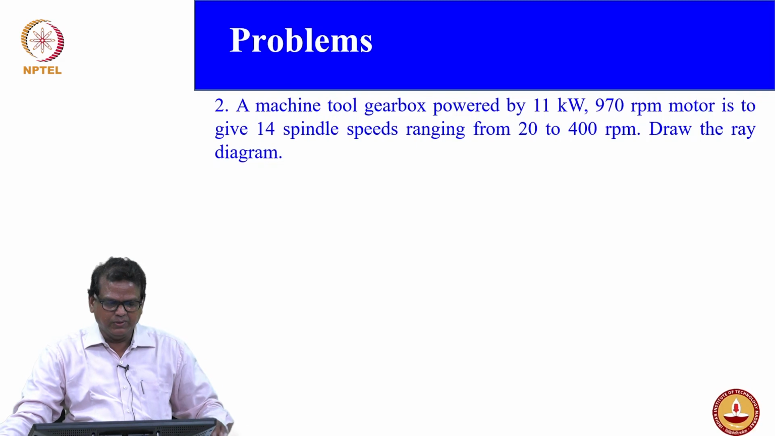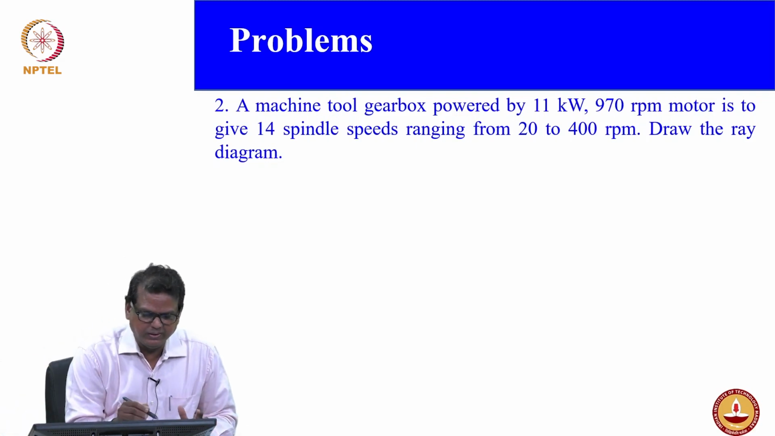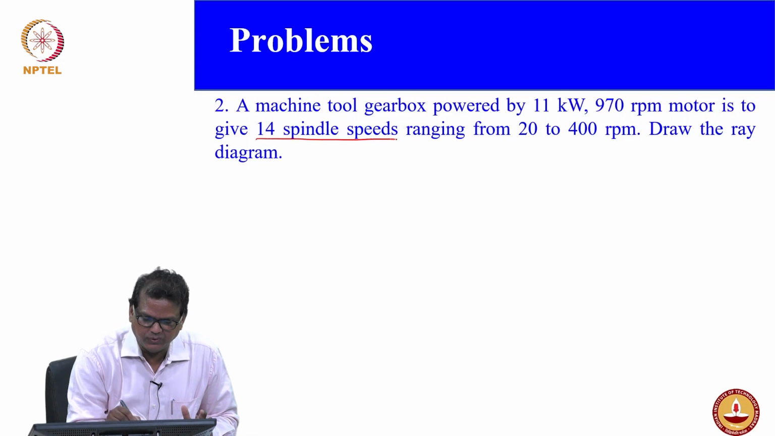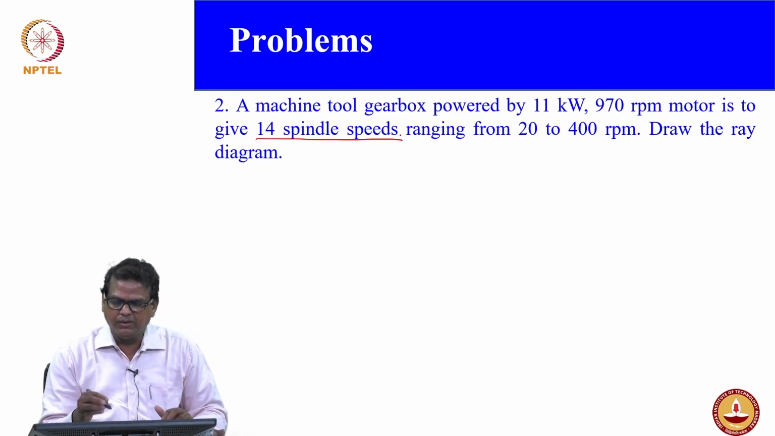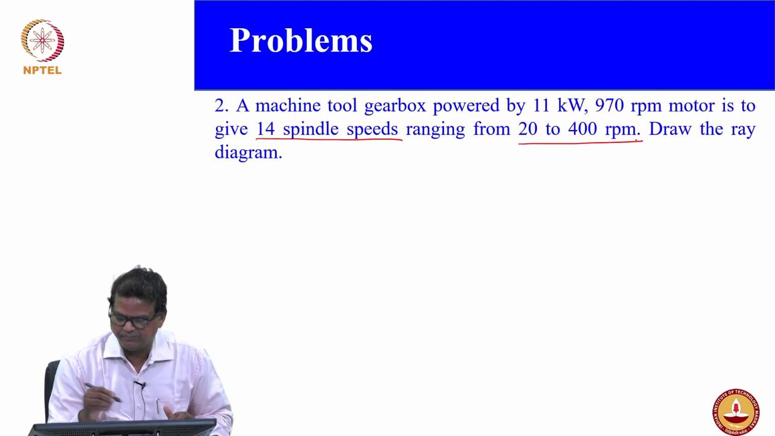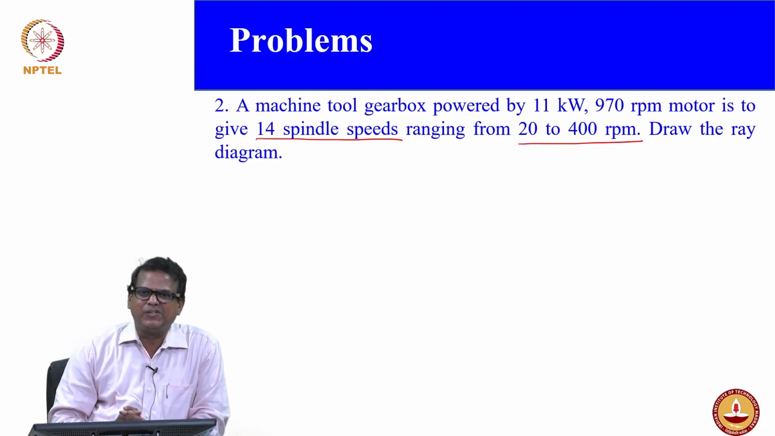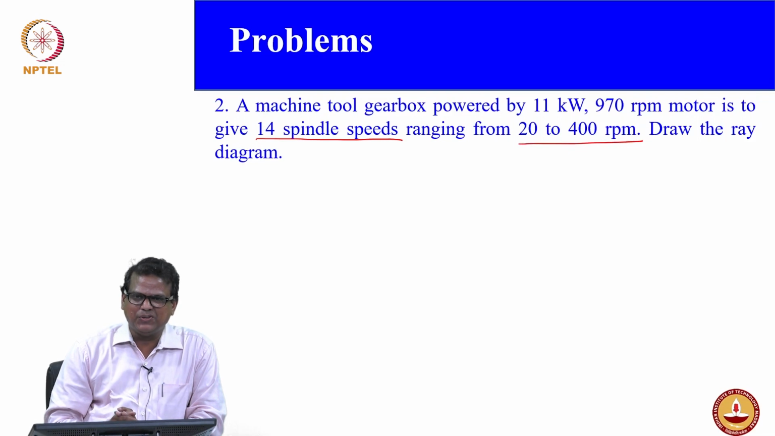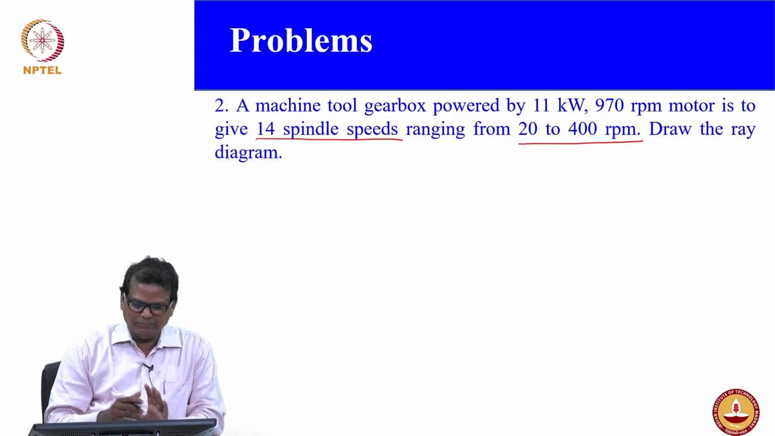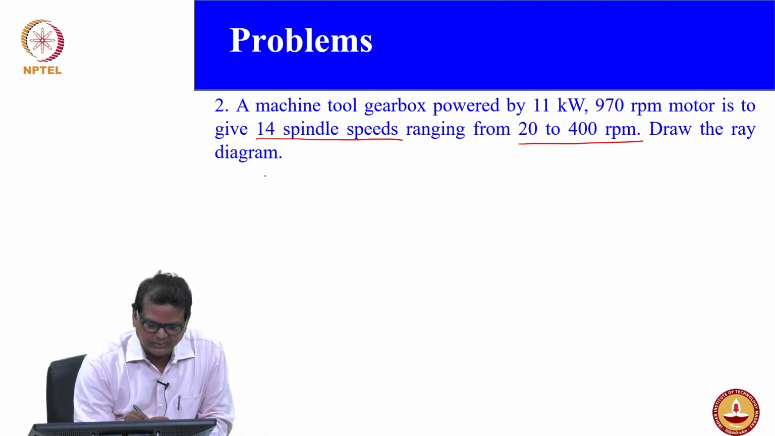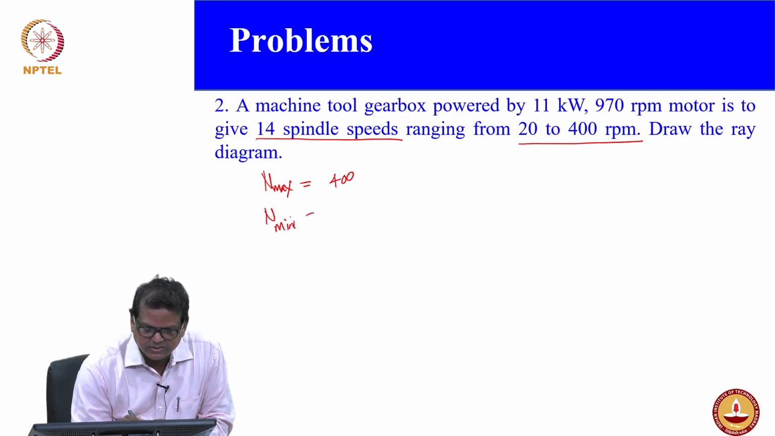Please note down the problem. You have a 14 spindle speed gearbox ranging from 20 to 400 rpm. That's what is given. No other information. We don't know what the step ratio is, or which series is being followed. All that information is not given. But we know that N max is 400 rpm, and N minimum, the lowest one, is 20 rpm.